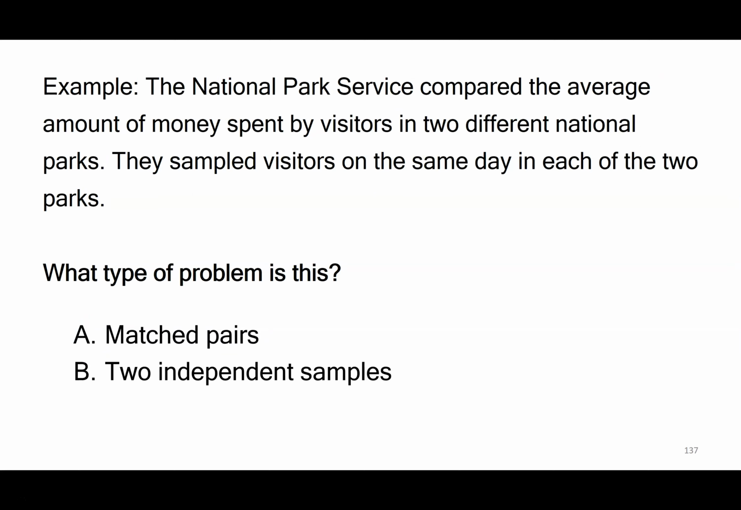Another example, we have a National Park Service. They want to compare the amount of money spent by visitors in 2 different national parks, hopefully 2 national parks that aren't very close to each other, because there are some national parks where people could reasonably visit them in the same day. So they took a random sample of visitors on the same day from each park. So for Park 1, they took a random sample of park visitors. Same day, they took a random sample of park visitors. Here, the idea is we're not supposed to have any visitors that visited both parks. Exclude those folks. It's going to be 2 independent samples.